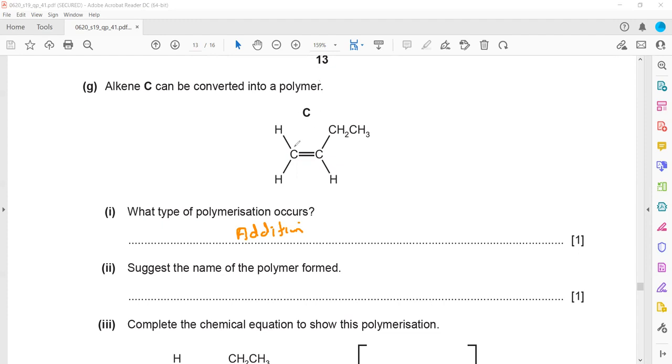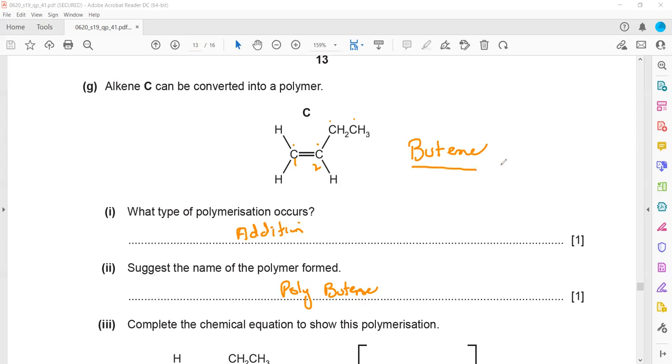So what is the name of the monomer? 1, 2, 3, and 4 carbon. So for 4 carbon, it is but. And the first and the second carbon have a double bond. So it is but-1-ene, or we can say butene. So the monomer is butene. The polymer is always named after the monomer. So if the monomer is butene, the polymer will be polybutene. And the name should have ENE for a polymer as well, because it represents the name of the monomer.